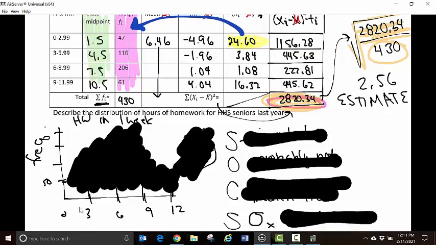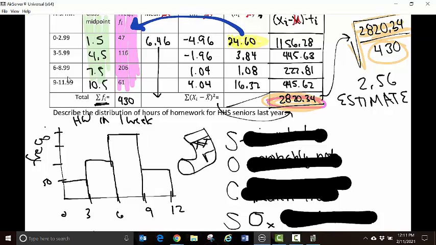So on the bottom I have 3, 6, 9, 12, because those were my cutoffs. My class width is 3, or my bin width is 3. And then when I look at it, how many students did homework between 0 and up to but not including 3 hours? 47. How many students did between 3 up to but not including 6 hours of homework? 116. And so that's how I made my chart.